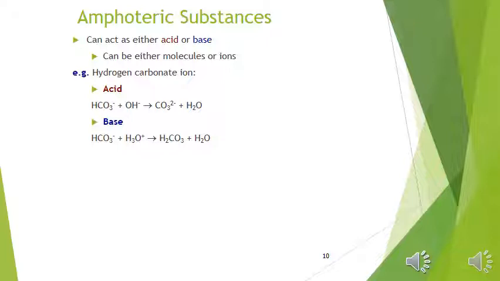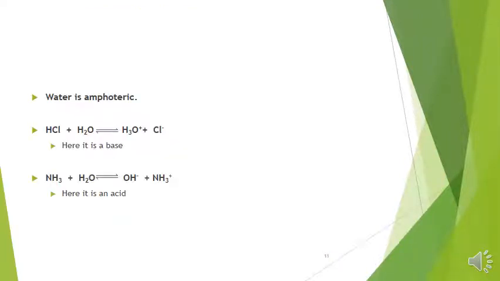All right, we saw a couple slides ago that HCO3 minus acted both like an acid and a base. When it can do that, it's called amphoteric. That means it can be either acid or base. Many substances can be like that.